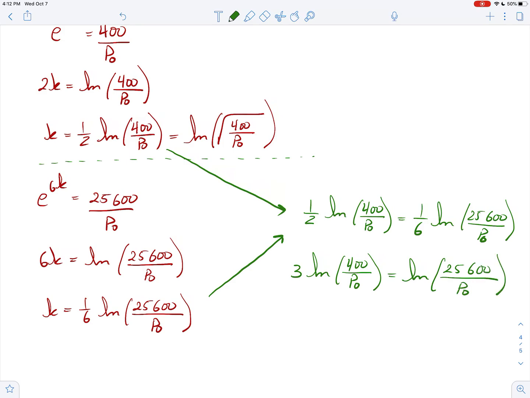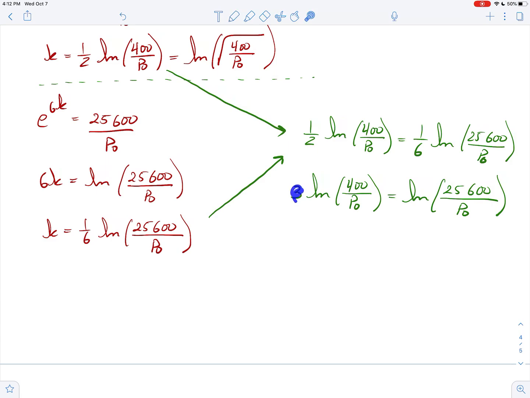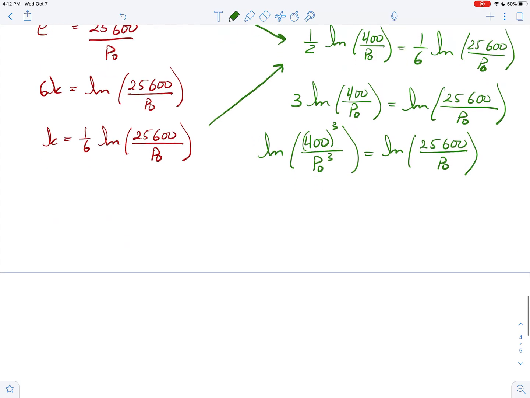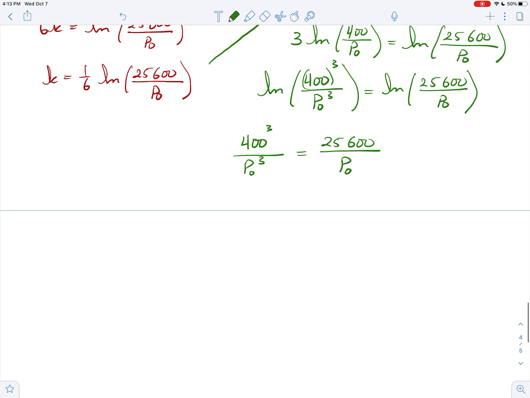25,600 over P naught. And now at this point, if you have just a natural log of something equals natural log of something, you can drop the logs. This 3 is killing me. So what I'm going to do is bring it in, and I'm going to write this as the natural log of 400 cubed over P naught cubed equals the natural log of 25,600 over P naught. And now I can actually drop the logs. And so I know that 400 cubed, whatever that is, divided by P naught cubed is 25,600 over P naught. Okay, so cross multiply.